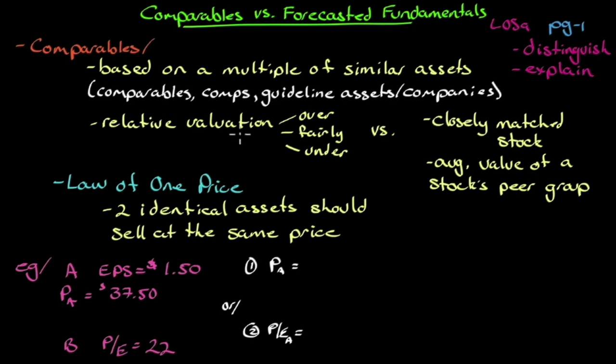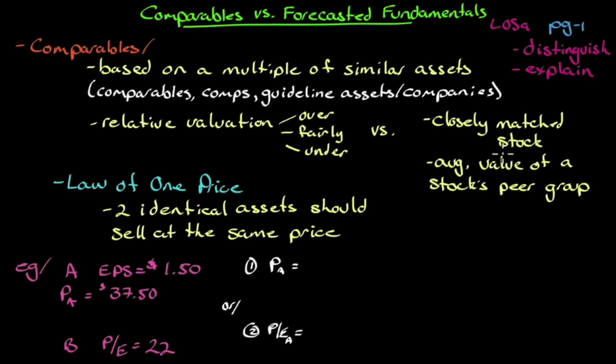So if you take 2 companies and you decide that one of them has a lower PE than another, all you can say is that compared to each other, one of them has a relative overvaluation, they're relatively fairly valued, or a relative undervaluation. And this will be versus a closely matched stock, for example, or an average value of a stock's peer group. The economic rationale behind this, and it's flimsy, I'll agree on that one right off, is called the law of one price.